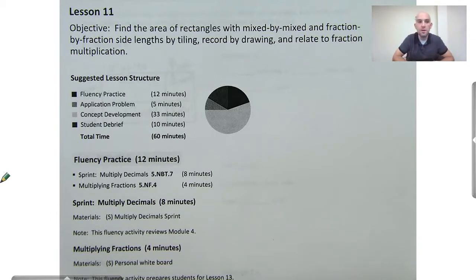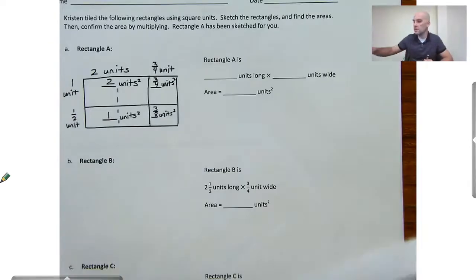Lesson 11. Today we're going to be finding the area of rectangles with mixed by mixed and fraction by fraction side lengths by tiling, record by drawing, and relate to fraction multiplication. So we're using the same strategy that we did in Lesson 10, but now instead of doing fractional sides by whole number sides, we're going to do fractional sides by fractional sides and mixed number sides by mixed number sides. So we're going to be able to use that same area model to solve these.